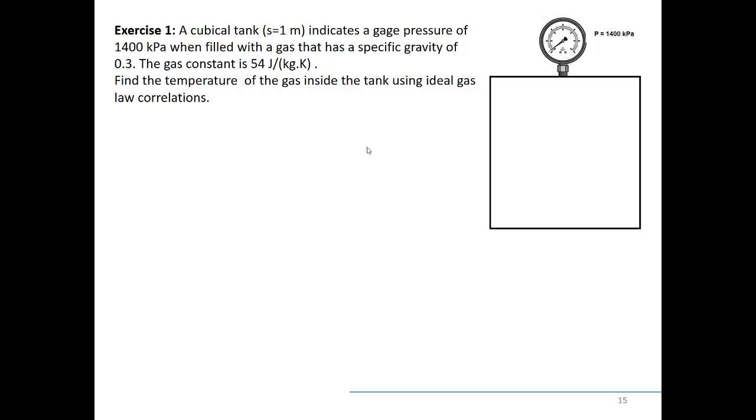So we have a cubical tank. Since it's a cube, all sides are equal, and each is 1 meter. It indicates a gauge pressure of 1400 kilopascal. So we have the pressure right here. Since they told us it's gauge pressure, it's P gauge, 1400 kilopascal, when filled with a gas that has a specific gravity G of 0.3. The gas constant R is 54 joule per kilogram Kelvin.